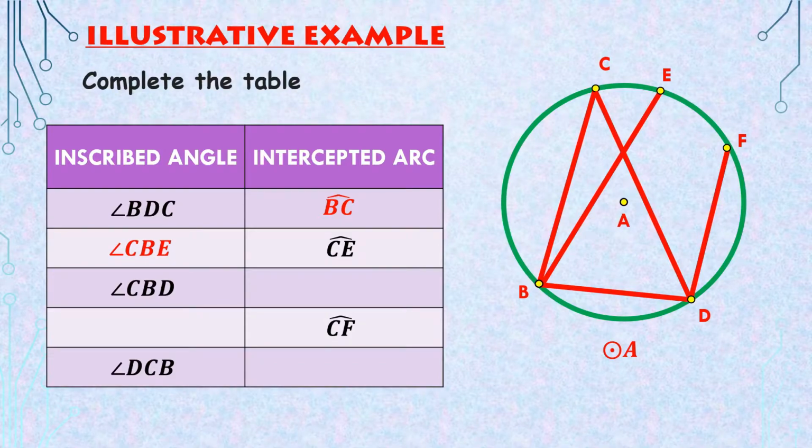Then let's have given angle CBD. The intercepted arc of angle CBD is arc CD. Then, if the intercepted arc of the given inscribed angle is arc CF, the inscribed angle should be angle CDF. Then you're given angle DCB as the inscribed angle, so its intercepted arc is arc DB.